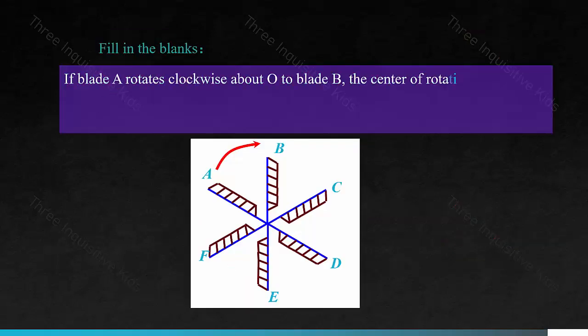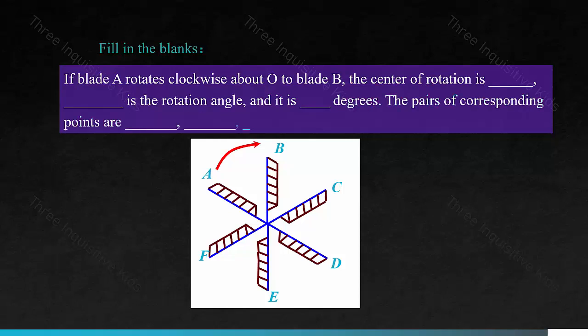If blade A rotates clockwise about O to blade B, the center of rotation is blank. Blank is the rotation angle, and it is blank degrees. The pairs of corresponding points are blank, blank, blank, blank, blank, and blank.